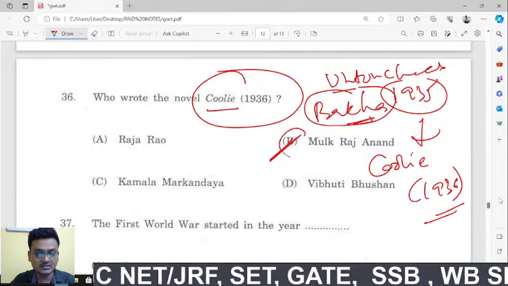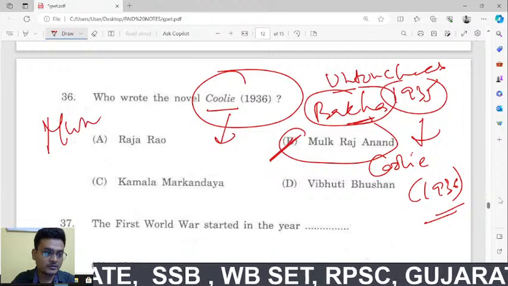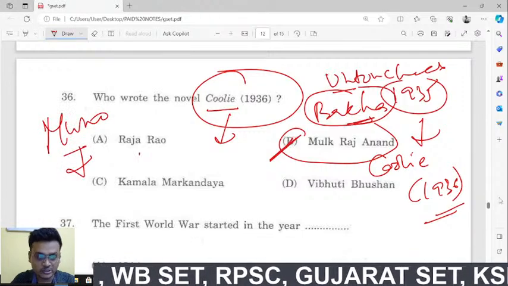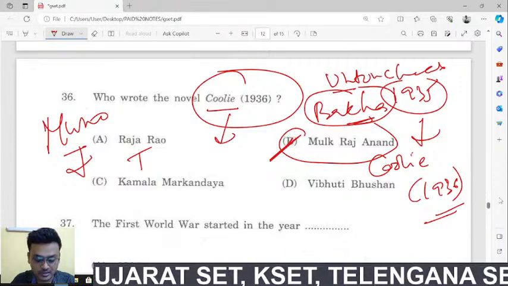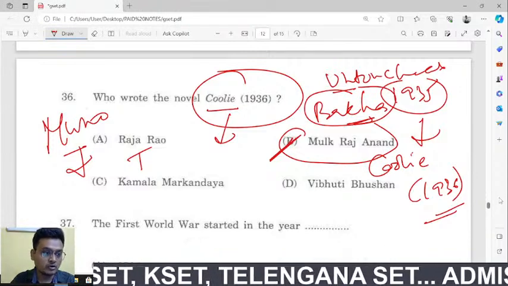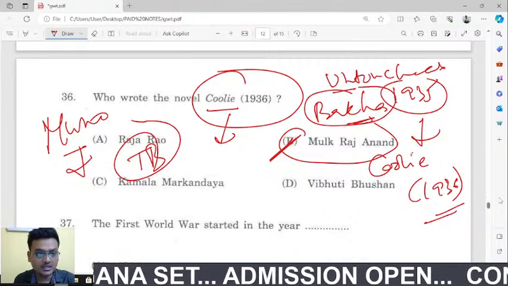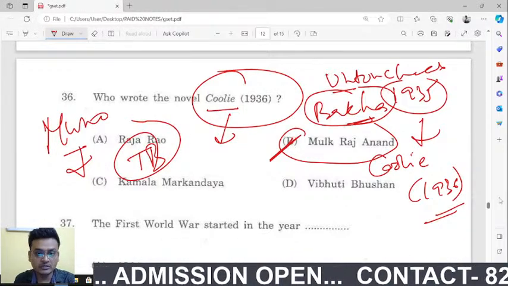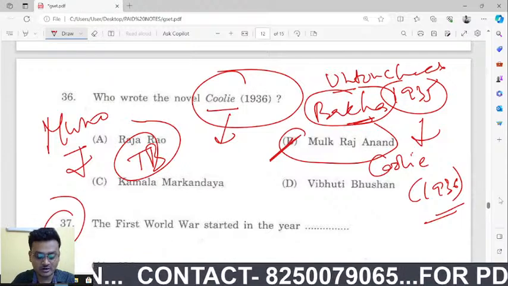Here, Mulk Raj Anand. Coolie is a story of Munoo, who died of tuberculosis. Excellent, Pramod, Bibha, Tahida as well. Here Munoo died of tuberculosis. Mulk Raj Anand's first work is Untouchable. 1936 here, okay, that one. Got it. Excellent, Tahida.